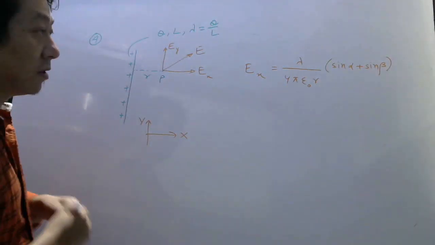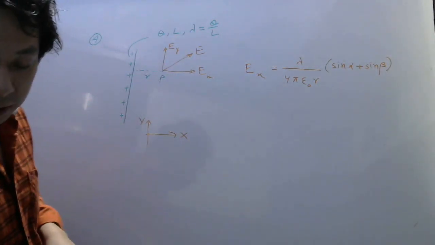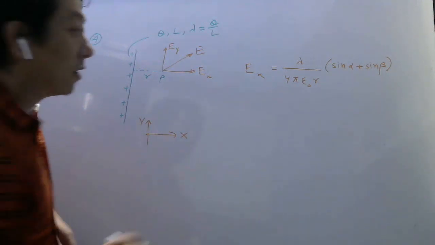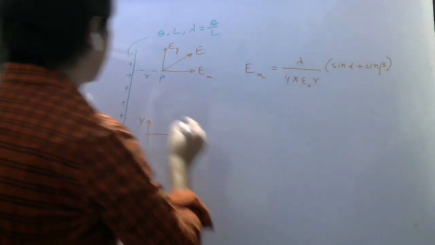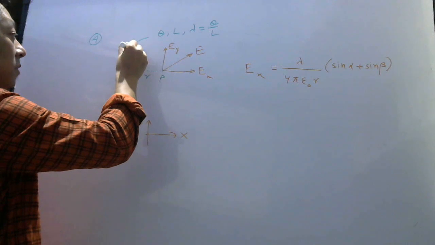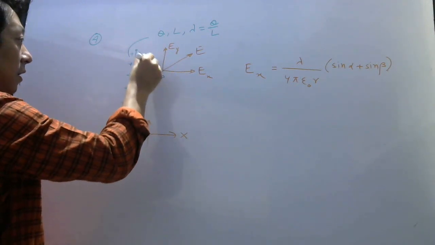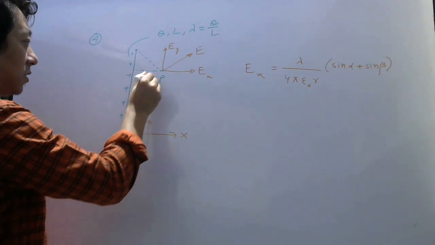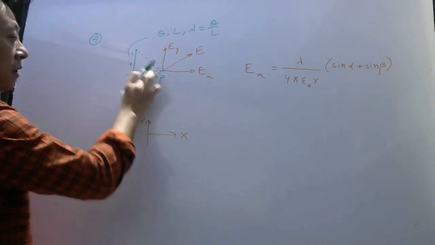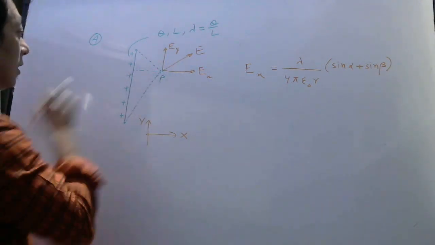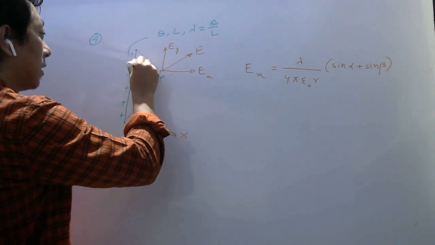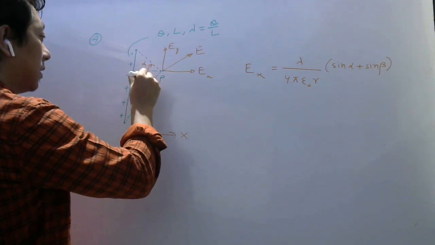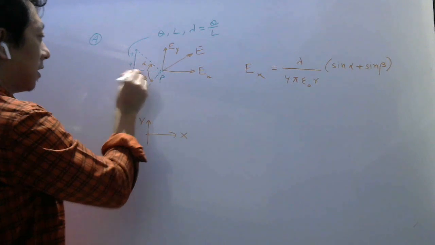Okay, so this is the formula for this component. Now you will say, what is alpha and beta? These are angles, but which angles? So this angle it is. See, from this end you draw this line, and from this end you draw a line to the observation point. Then this angle is your alpha, and this angle is your beta, and this distance is your r.